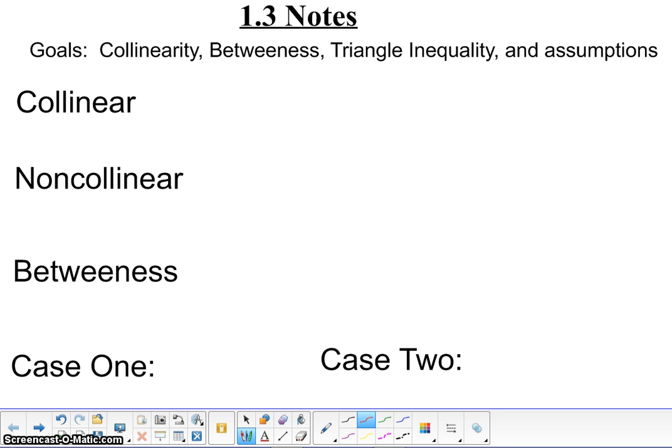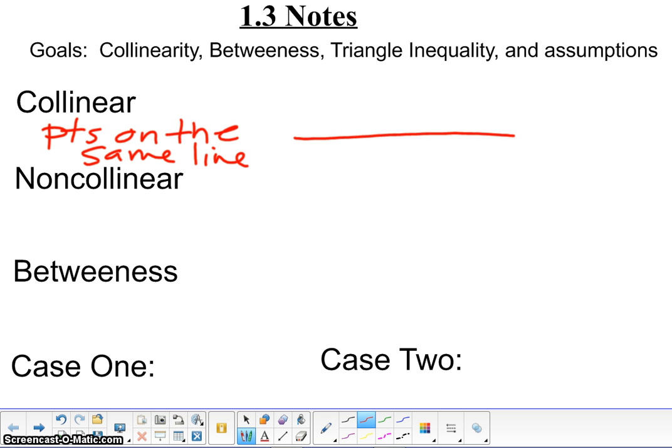Let's first start with the definition of collinear. It means that the points are on the same line. Like in this picture, A, B, and C would be collinear because they're on the same segment.